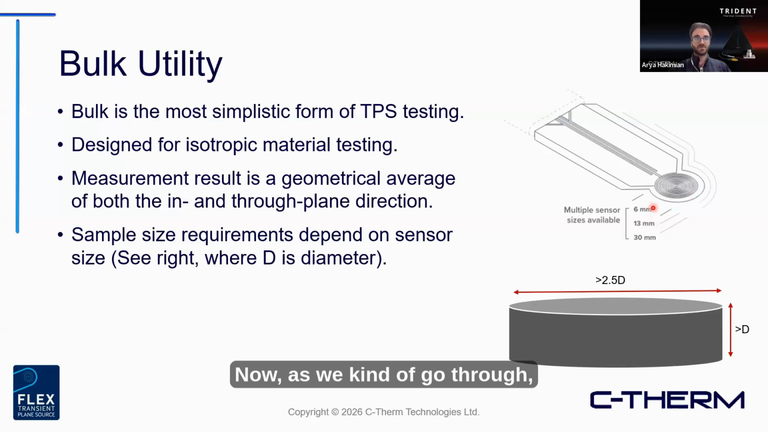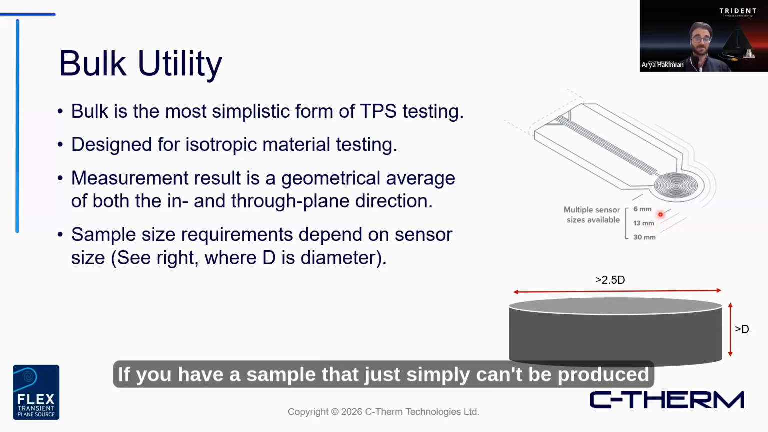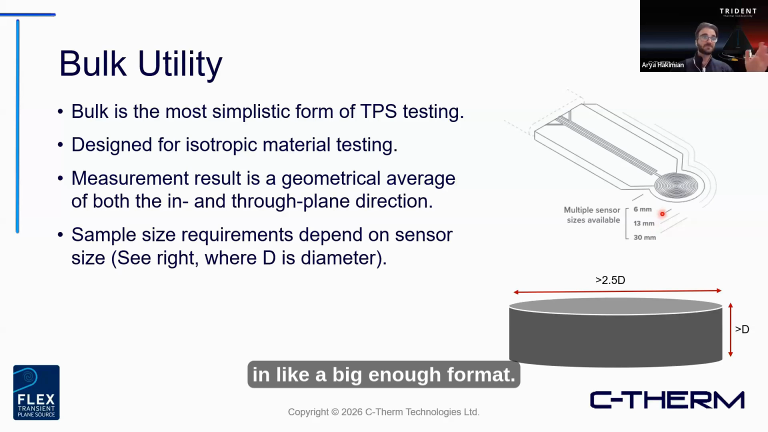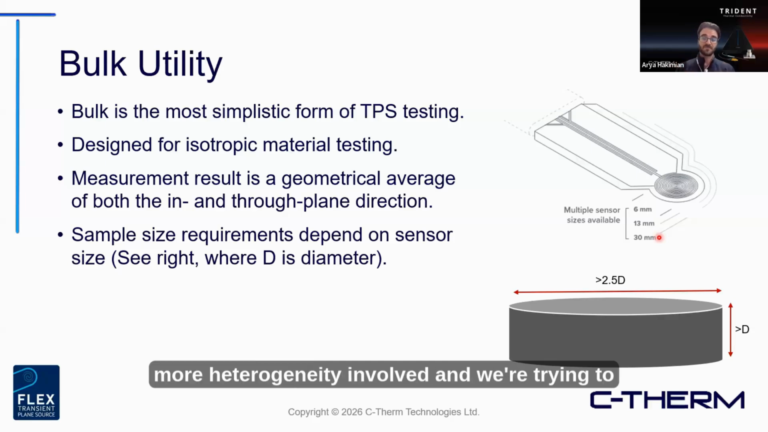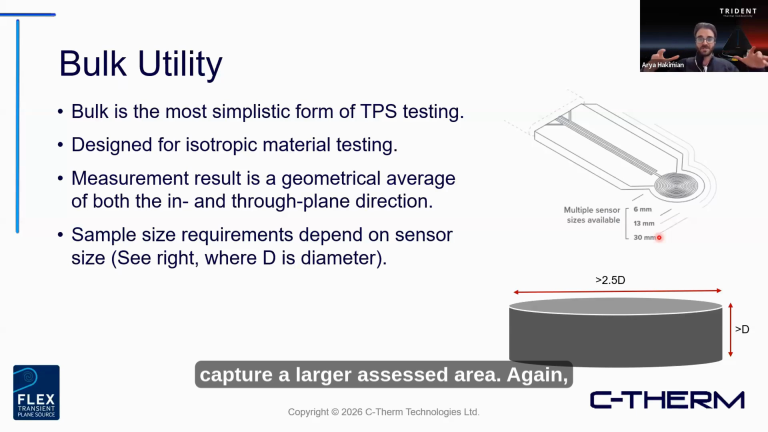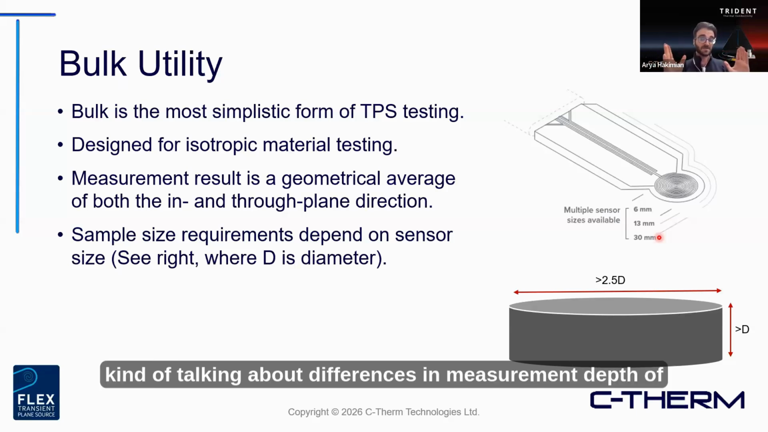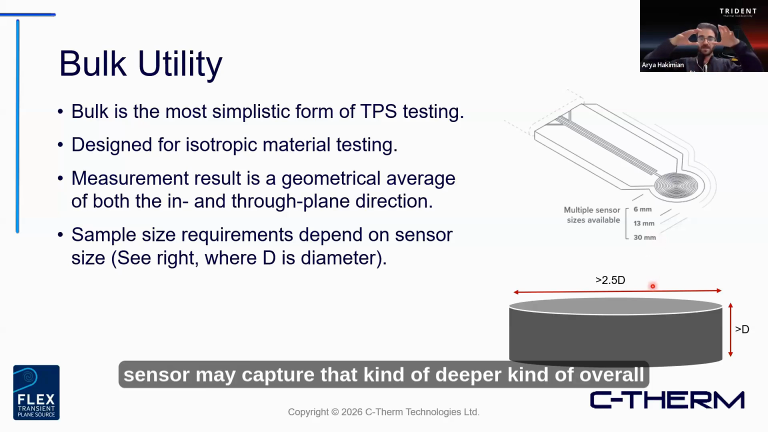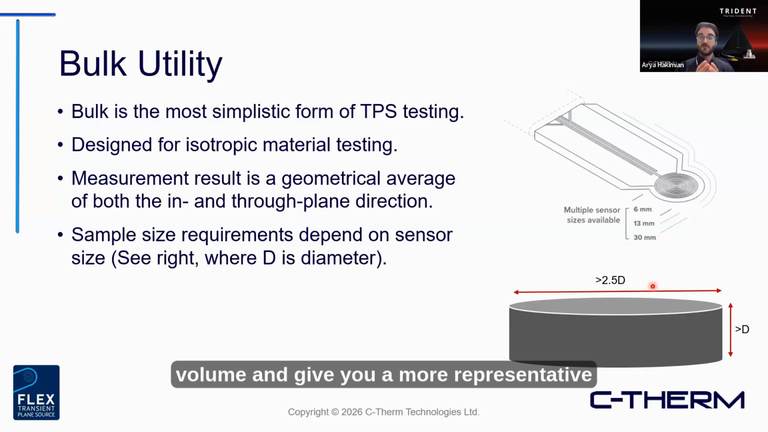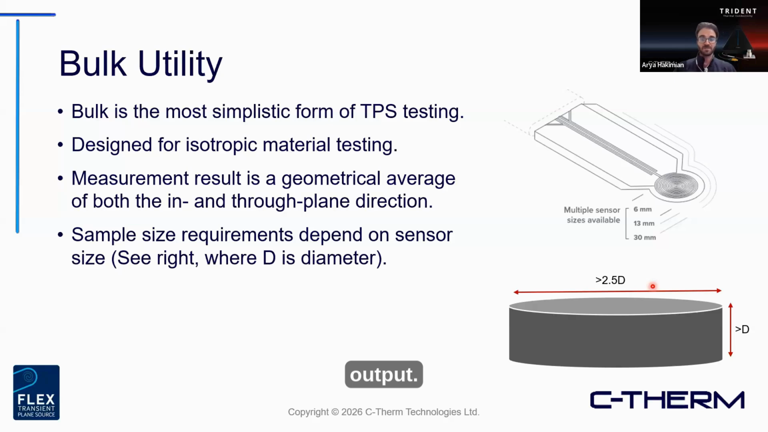Now, I would say 13 millimeters is the standard size. If you have a sample that just simply can't be produced in a big enough format, you can go to the smaller sensor. The 30 millimeter is actually the largest, and you can ask, what's the benefit of using that? Well, if you're testing something with more heterogeneity involved and we're trying to capture a larger assessed area, again, talking about differences in measurement depth of analysis, having a larger size sensor may capture that deeper overall volume and give you a more representative output.